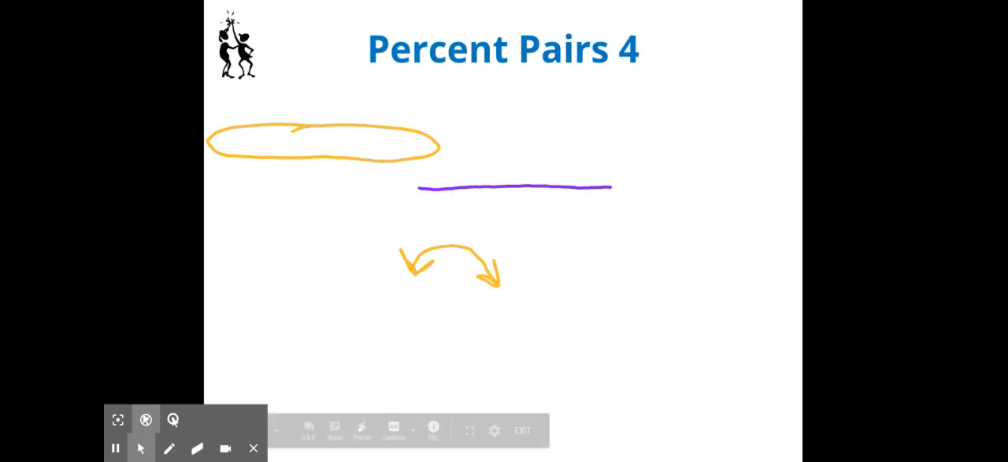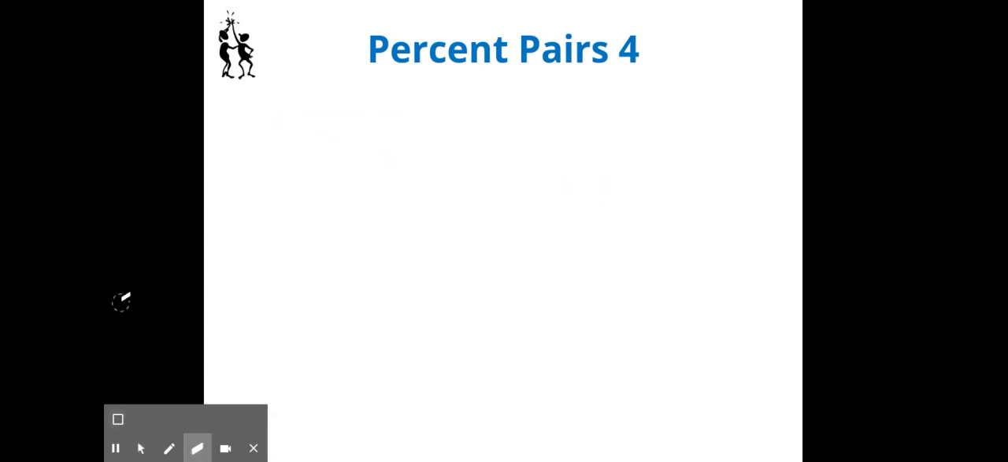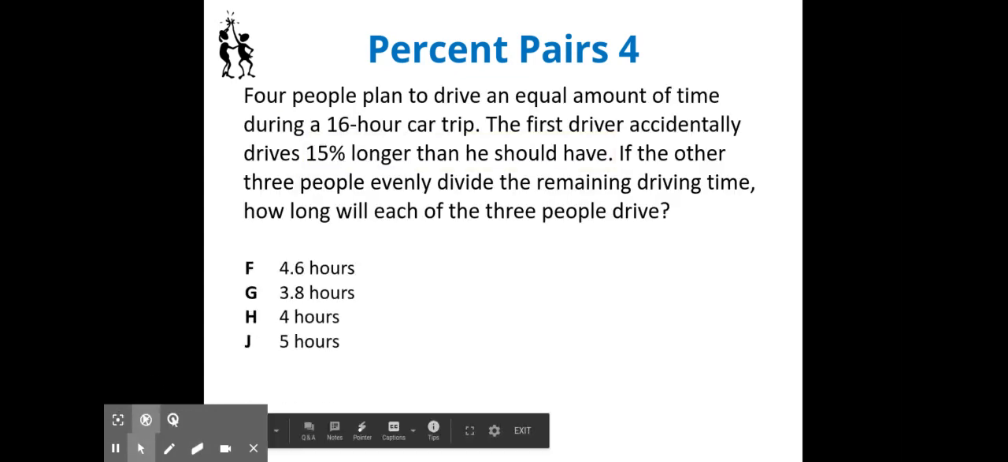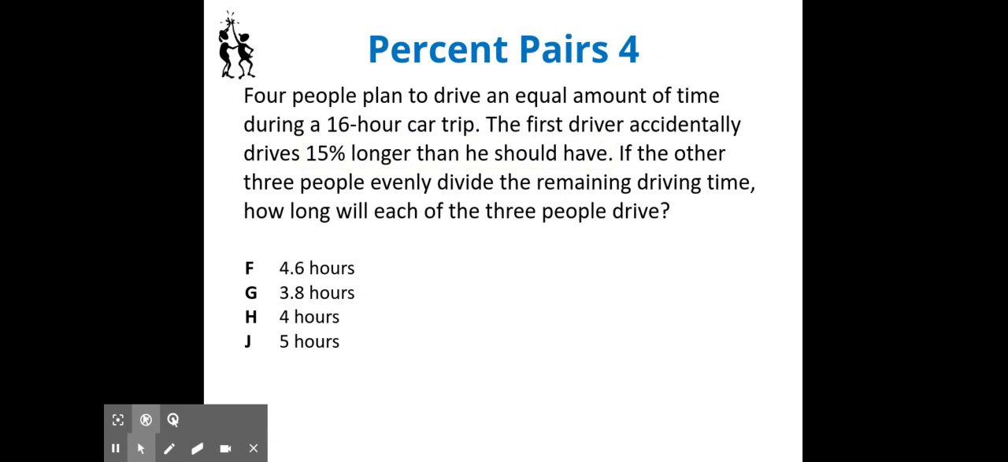Okay, last. Here we go. You've done a great job solving percent problems. Your final problem, take a look at the screen, read it for yourself. All right, pause and use logic.